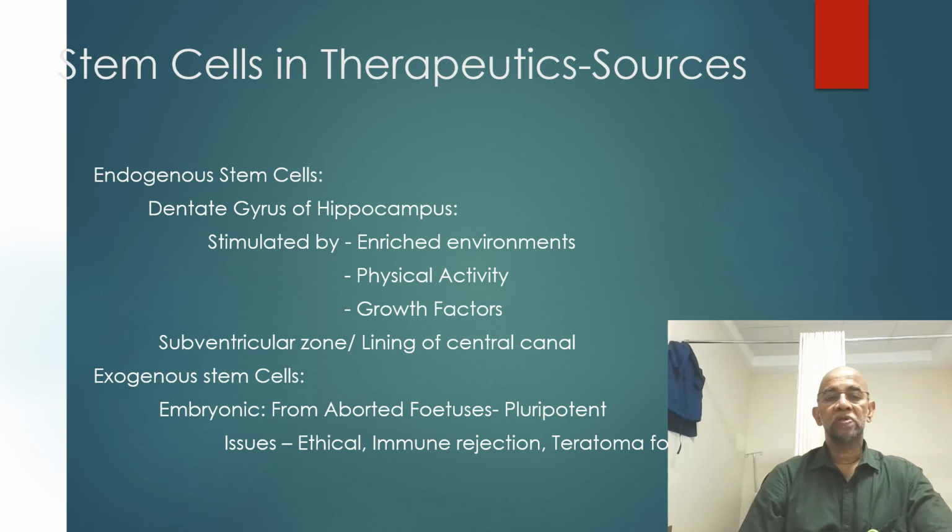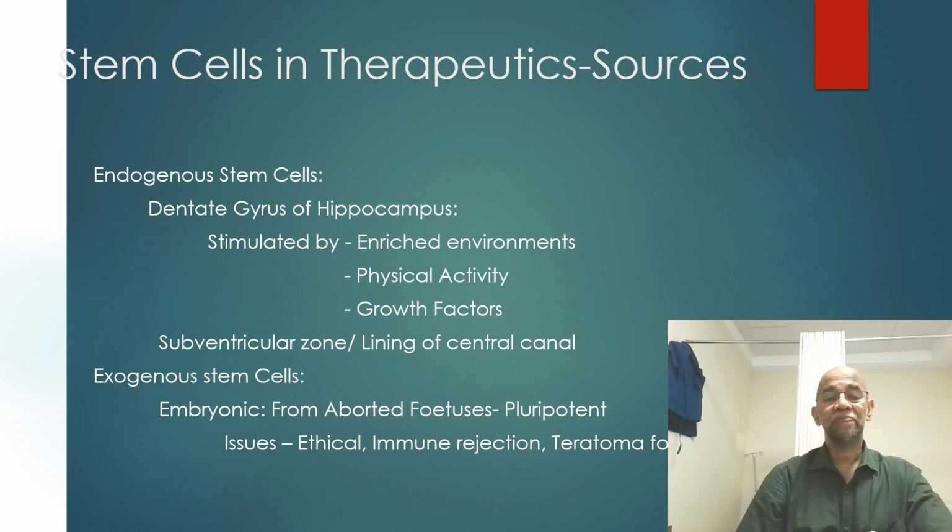If you want to use stem cells for repair of the nervous system, you can find them or use them from two sources. Endogenous stem cells are found in the dentate gyrus of the hippocampus. These stem cells are stimulated by enriched environments, by physical activity, and by certain growth factors. The subventricular zone and also the lining of the central canal also have resident stem cells with regenerative potential.